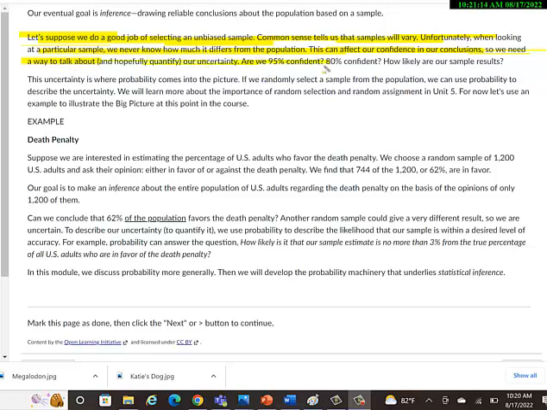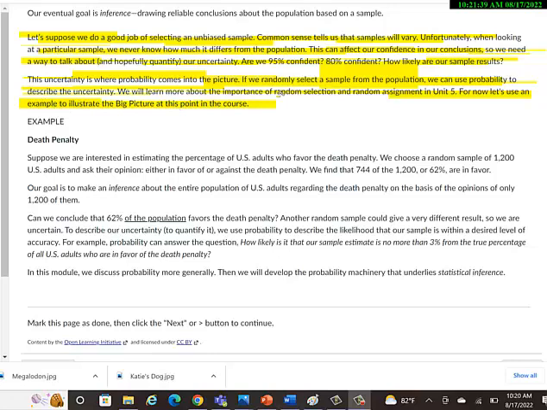Are we 95% confident? Are we 80% confident? How likely are our sample results? This uncertainty is where probability comes into the picture. If we randomly select a sample from a population, we can use probability to describe the uncertainty. We will learn more about the importance of random selection and random assignment in Unit 5. For now, let's use an example to illustrate the big picture at this point in the course.